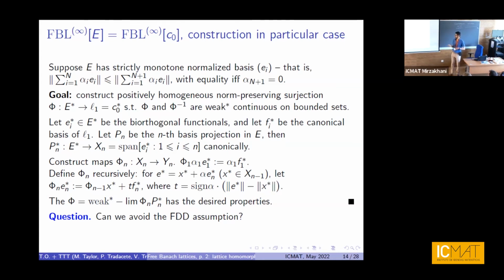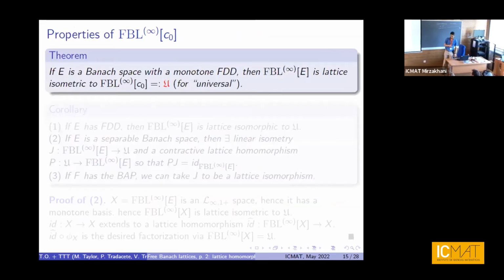If you have an FDD, then you have to somehow make certain changes here. But the big question from my standpoint is whether we can get rid of the FDD assumption, because now it seems that we are using the FDD assumption almost like a crutch, and maybe we can work without it, but maybe not. So in any event, going back, let me restate this theorem from 2 slides back.